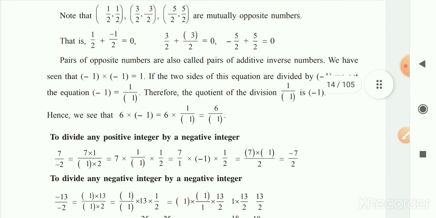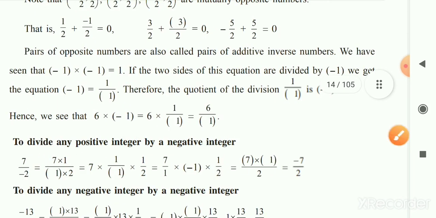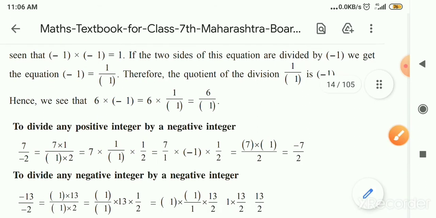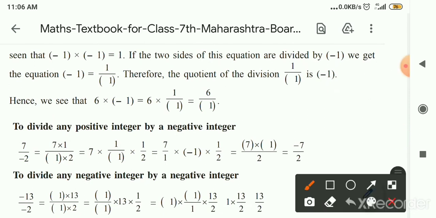Then here it is given the multiplicative inverse. The additive inverse was covered for you: the number and its opposite number are additive inverses, and their sum is 0. Now we have also seen in multiplication that minus 1 times minus 1, with two same signs, gives a positive answer. If both sides of the equation are divided by minus 1, what do we get? Here it is plus 1. Therefore, this is the quotient.